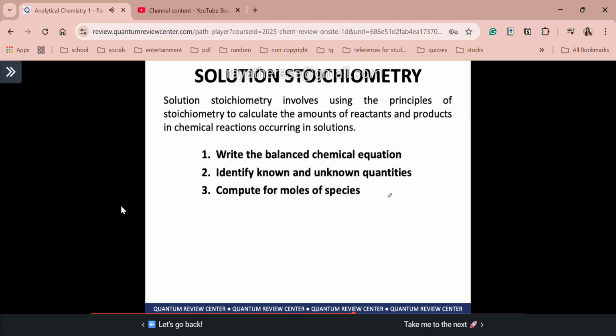Here, the solution stoichiometry kasi class solutions to, ang ibibigay sa atin ay volume. So i-convert nyo lang yung volume in liters, kasi usually naka-ml yan. And then, i-multiply nyo class yan with the molar. So mole per liter, cancel, cancel. O diba? So liter times mole per liter.